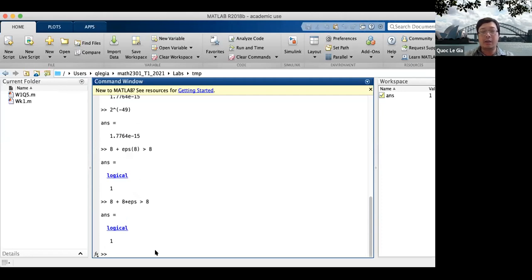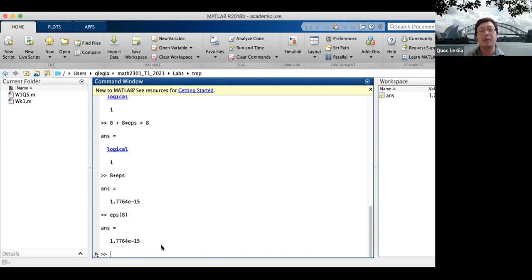Well, this one is still correct, but if you compare the results of 8 times epsilon, in this case they're the same, but in other cases they might not be the same. Okay, so maybe move to the last question.